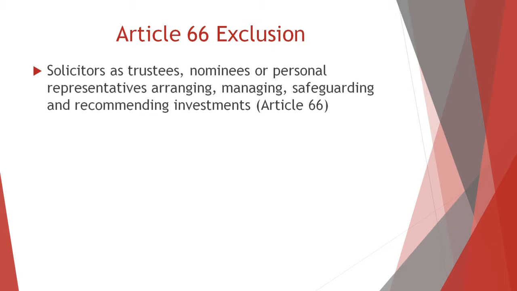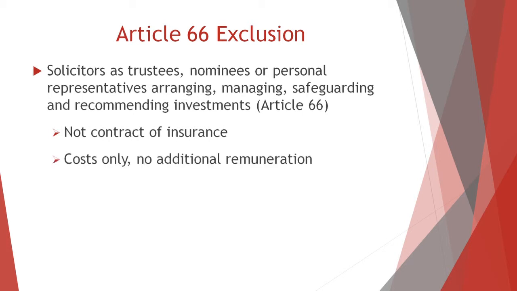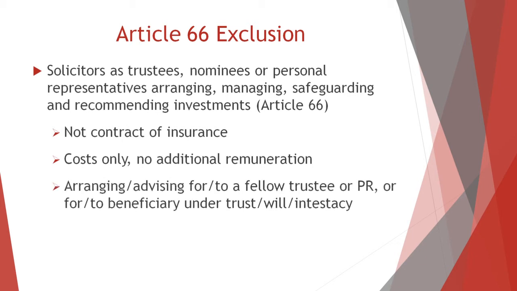Solicitors who are trustees, nominees or personal representatives, and who arrange, manage, safeguard and recommend investments, Article 66, will be excluded from the general prohibition, provided that the investment to which the activity relates is not a contract of insurance, the solicitor receives only his costs for acting as trustee or PR and no additional remuneration. In addition, the arranging or advising must be for or to a fellow trustee or PR, or for or to a beneficiary under the trust or will, or on intestacy.